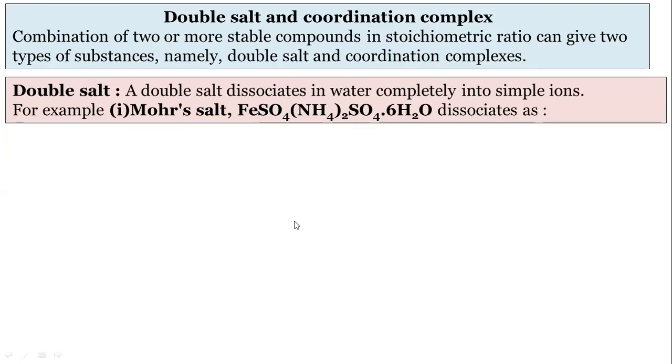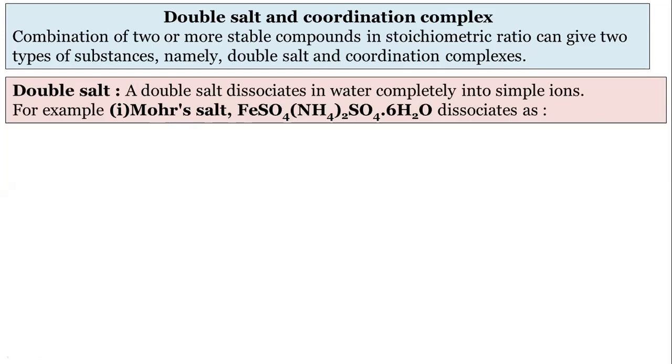A double salt is a salt which is prepared by using two salts. For example, one is Mohr salt. In 11th standard, for the titration purpose, it is called ferrous ammonium sulfate, or Mohr salt. For 12th standard we are using this Mohr salt. Mohr salt is a double salt. It is prepared with two salts.